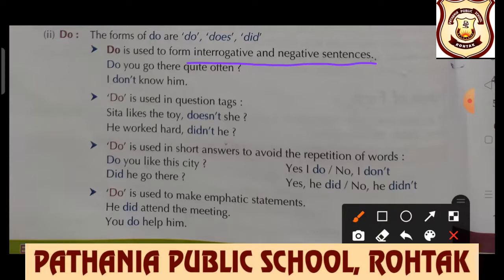Do you go there quite often? A question has been asked. I don't know. Negative sentence. So that justifies our statement that do is used to form interrogative and negative sentences.